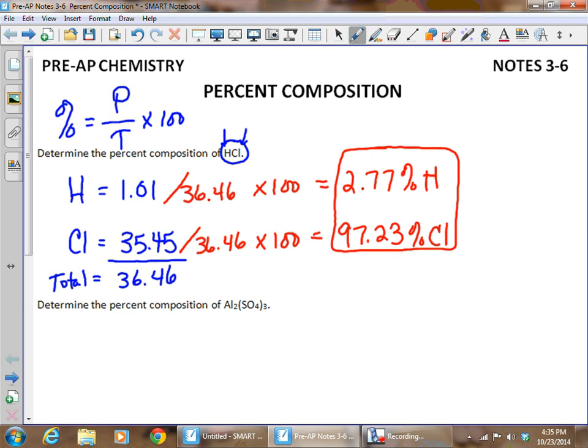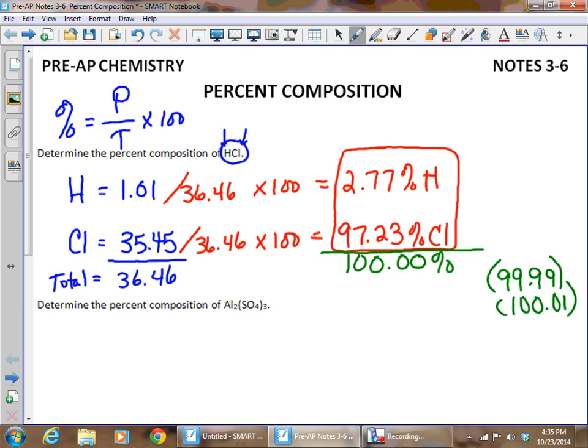And then this is optional, but one thing that you can do just to double check on your answer is to add this up. If you've done it correctly, you should come out with 100%. Now, depending on rounding, you could come up with 99.99%, or you could come up with 100.01, but you shouldn't come up any further below or above than those values. So that'll just be a little double check for you.